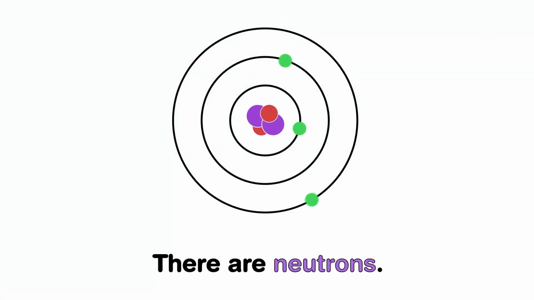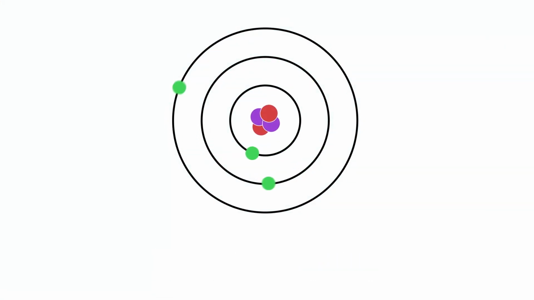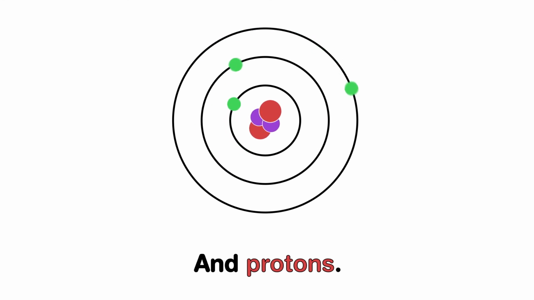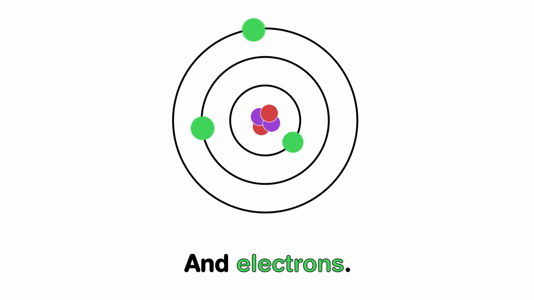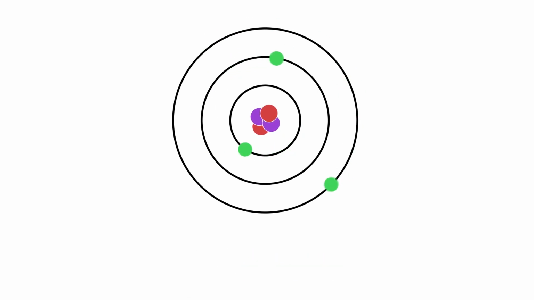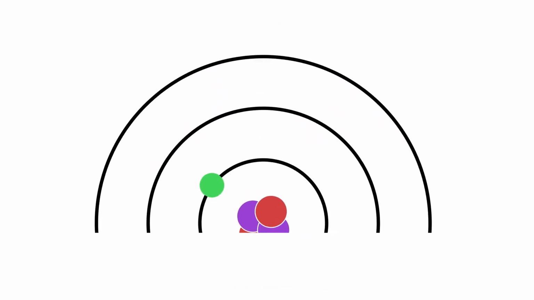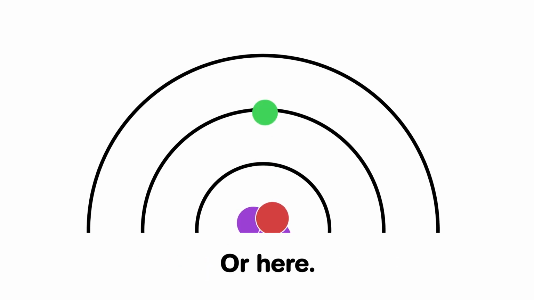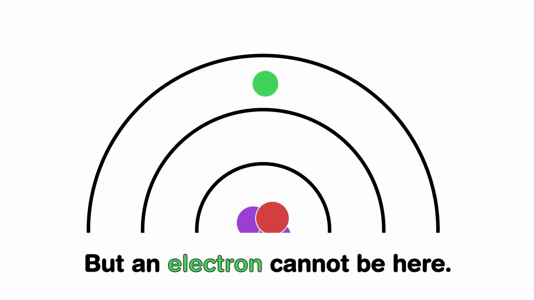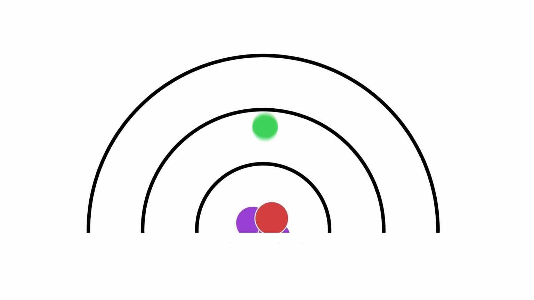There are neutrons and protons and electrons. An electron can be here, or here, or here. But an electron cannot be here, or here.